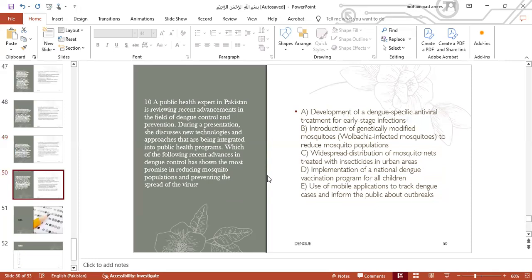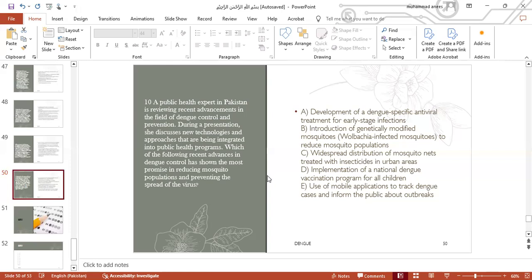Number 10, a public health expert in Pakistan is reviewing recent advances in the field of dengue control and prevention. During a presentation, she discussed new technologies and approaches that are being integrated into public health programs. Which of the following recent advances in dengue control has shown the most promise in reducing mosquito populations and preventing the spread of the virus? A, development of a dengue-specific antiviral treatment for early-stage infections.